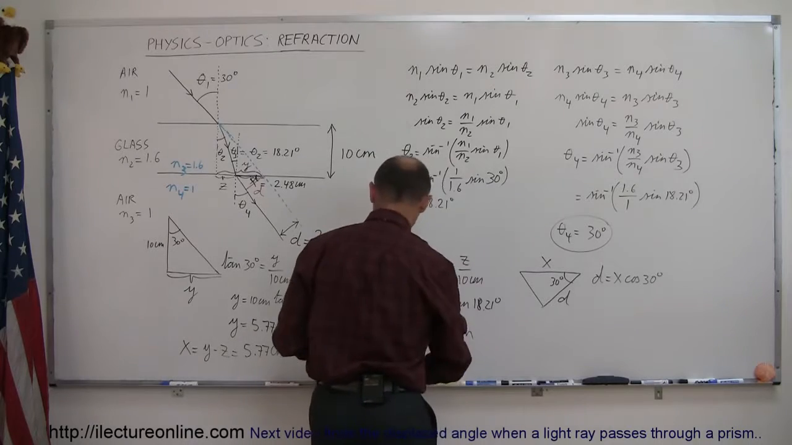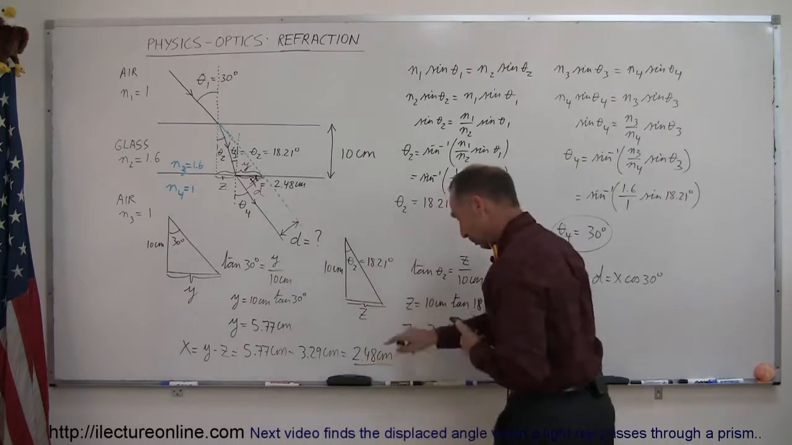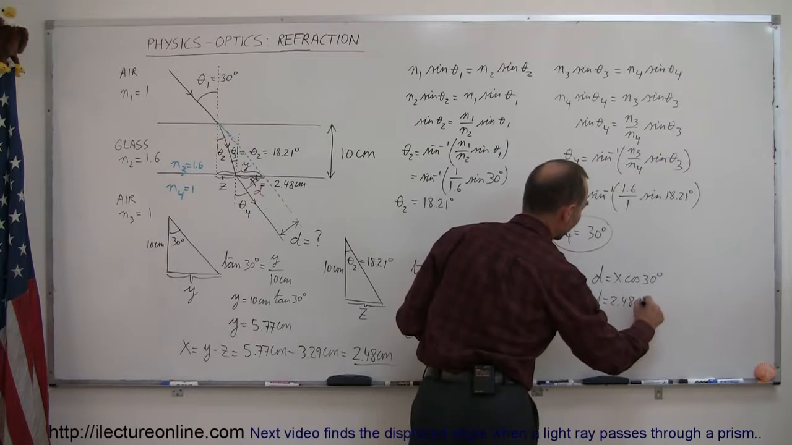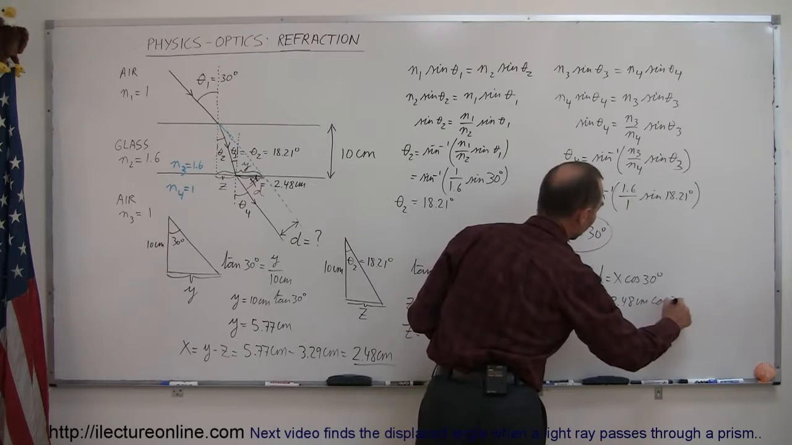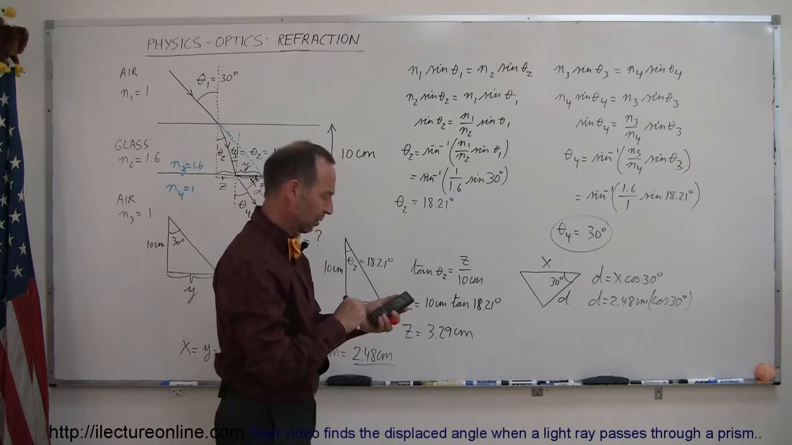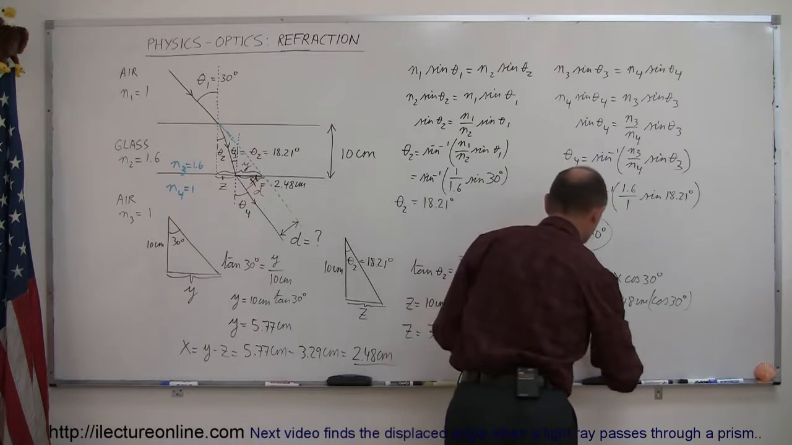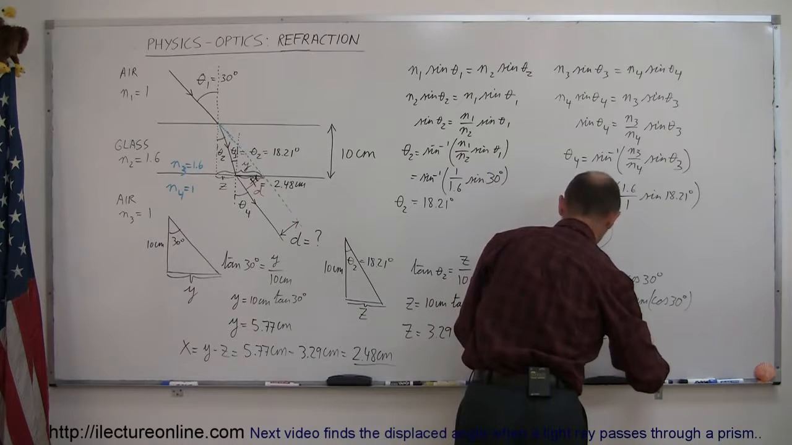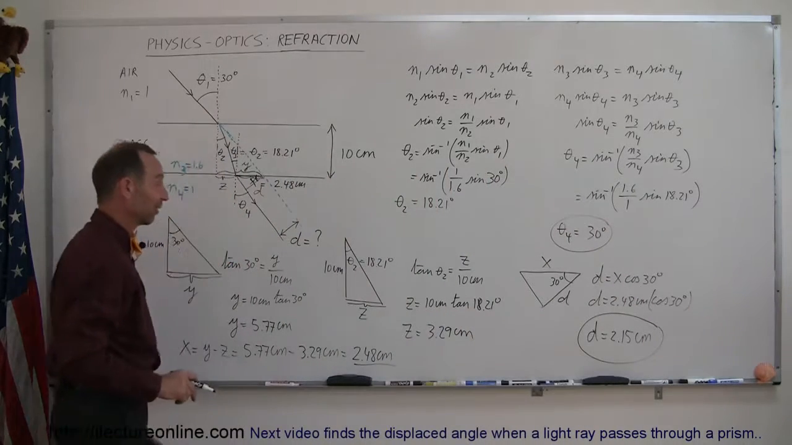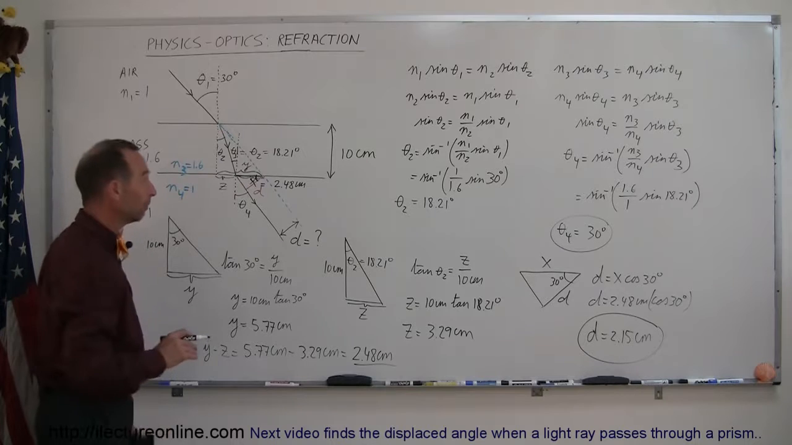And so finally plugging in what x is equal to right here, which is 2.48 centimeters, d is equal to 2.48 centimeters times the cosine of 30 degrees. Take the cosine of 30 times 2.48, and now we found that d is equal to 2.15 centimeters, which is what we're trying to find in the first place. So notice that was not an easy problem.